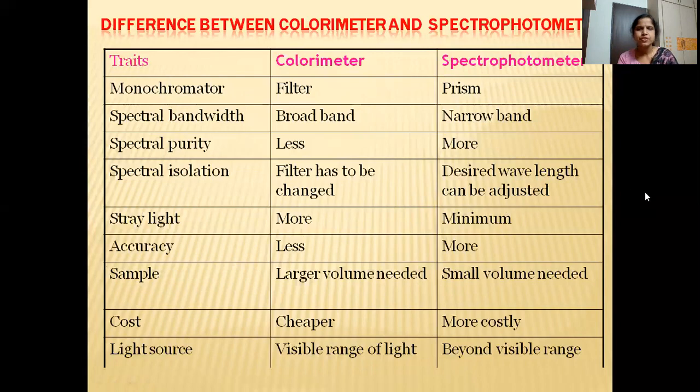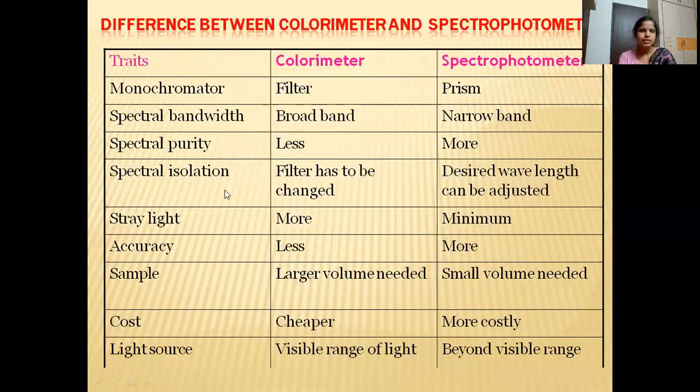Now, what are the differences between a colorimeter and a spectrophotometer? We have seen the instrumentation of both techniques. Looking at this chart, for monochromators, in a colorimeter we can use a filter, whereas in a spectrophotometer we use prisms, because prisms give a very small spectral bandwidth, 5 to 10 nanometers. That is why very accurate results are obtained from the spectrophotometer. The spectral bandwidth is broad in the colorimeter and narrow in the spectrophotometer. The spectral purity is less in the colorimeter and more in the spectrophotometer.